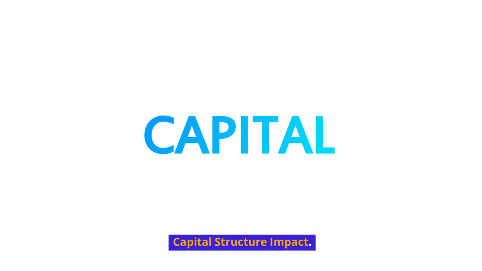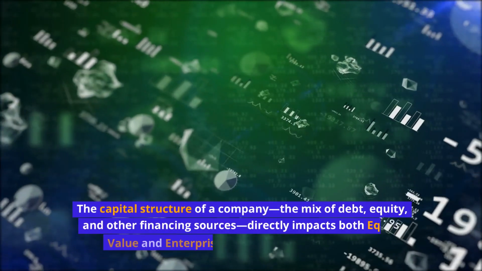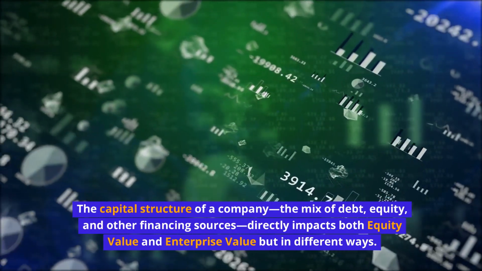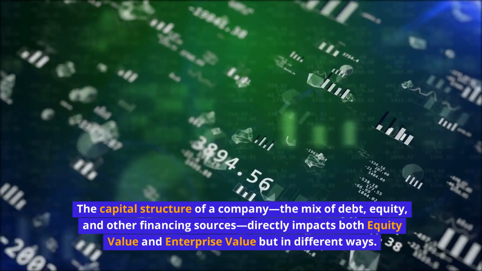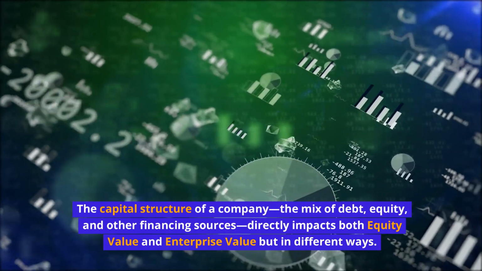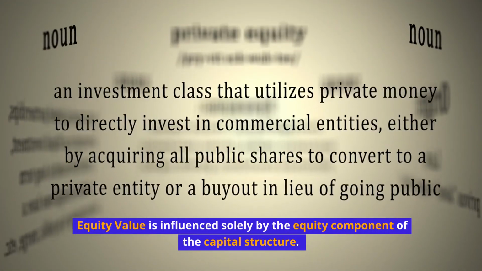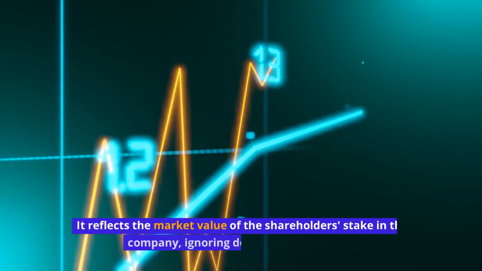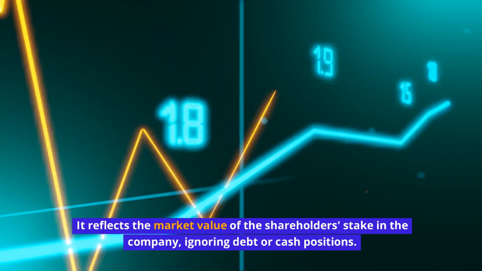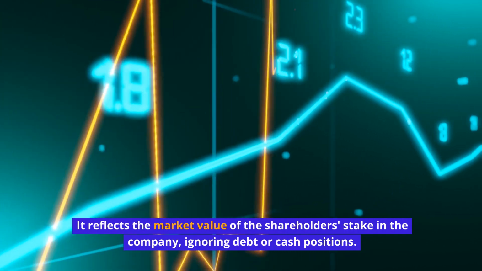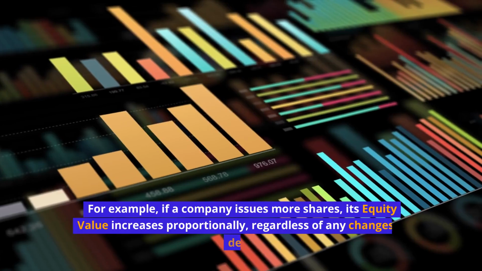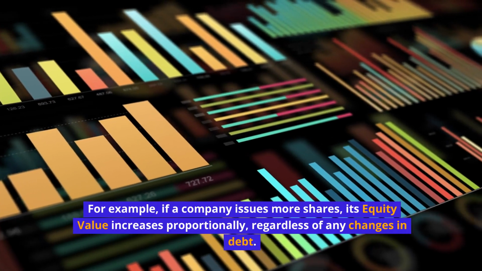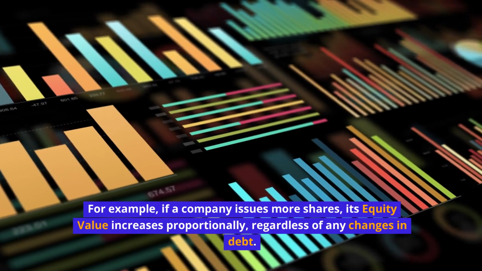Capital structure impact. The capital structure of a company, the mix of debt, equity, and other financing sources, directly impacts both equity value and enterprise value but in different ways. Equity value is influenced solely by the equity component of the capital structure. It reflects the market value of the shareholder's stake in the company, ignoring debt or cash positions. For example, if a company issues more shares, its equity value increases proportionally, regardless of any changes in debt.